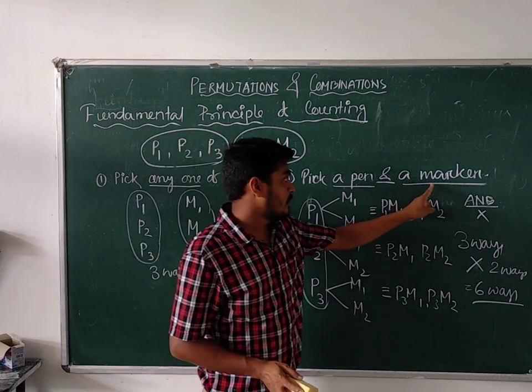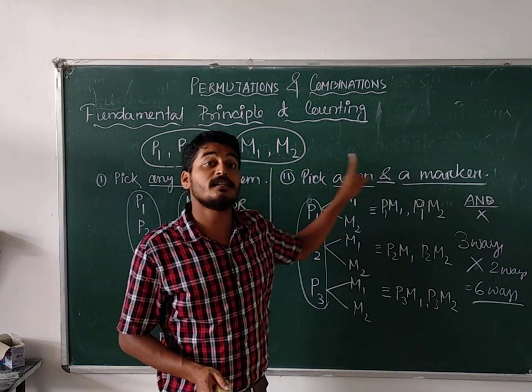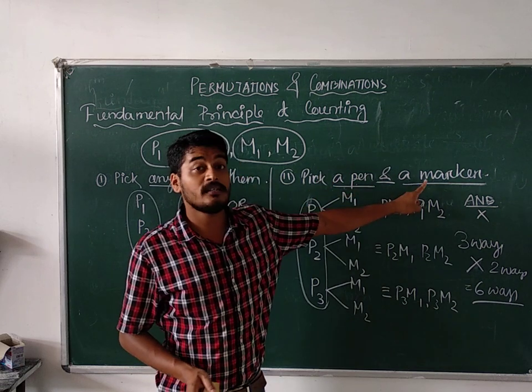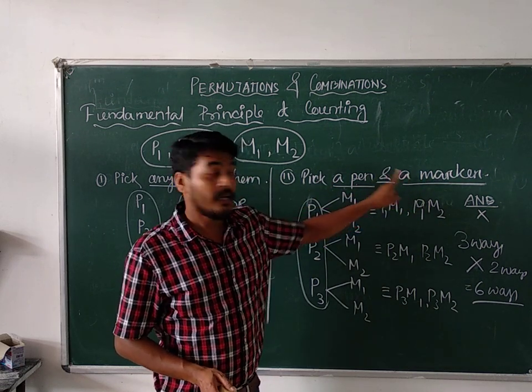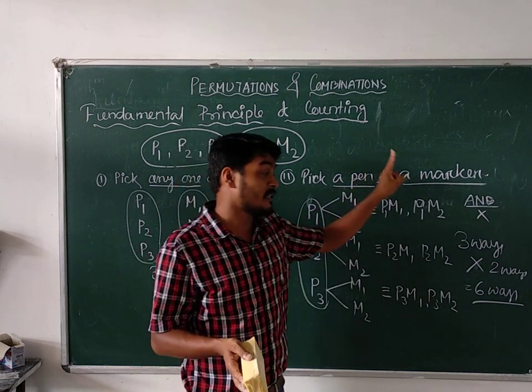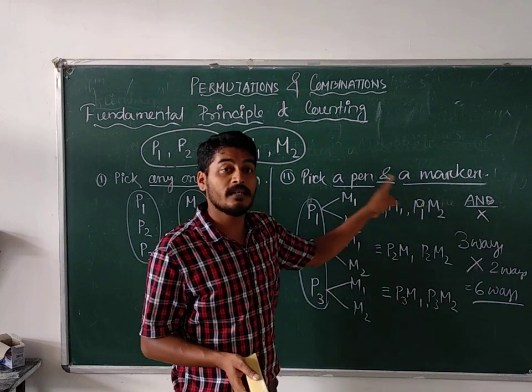That means the selection of a marker is totally dependent upon the selection of a pen. You have to select a pen and then a marker. One of them is totally dependent upon the other. You are not supposed to select a pen only, or a marker only. You have to select both the objects. One is totally dependent upon the other.